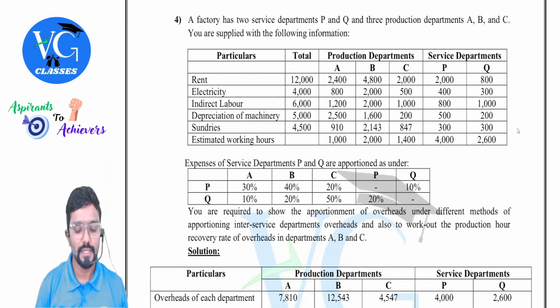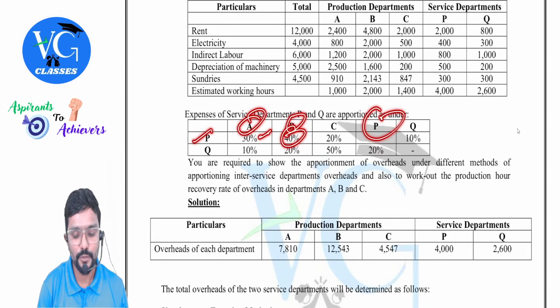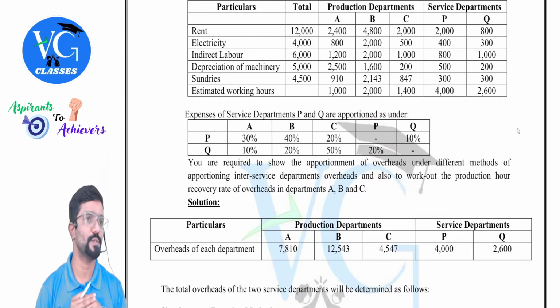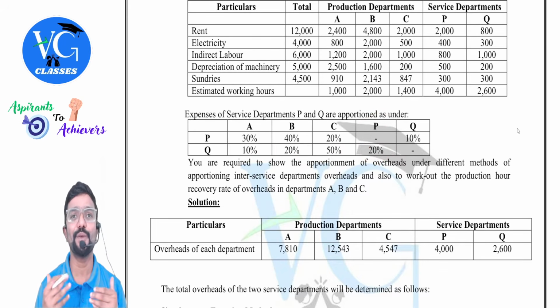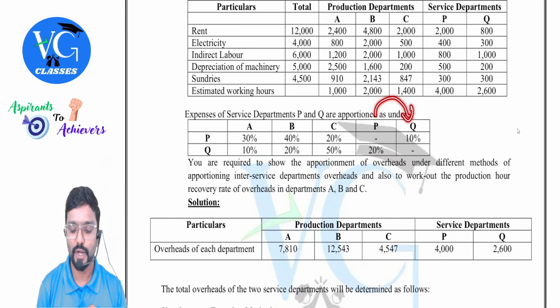Listen. Sir, they have told P is nothing but a service department. They are giving 30% service to A, 40% service to B, and 20% service to C, as well as 10% service to Q. Q is the service department. So P is giving services to Q also. Then Q is a service department which is giving 10, 20, 50, and 20% service to P also. So can I consider this as reciprocal services? Yes, sir. Because P is giving services to Q and Q is also giving services to P.